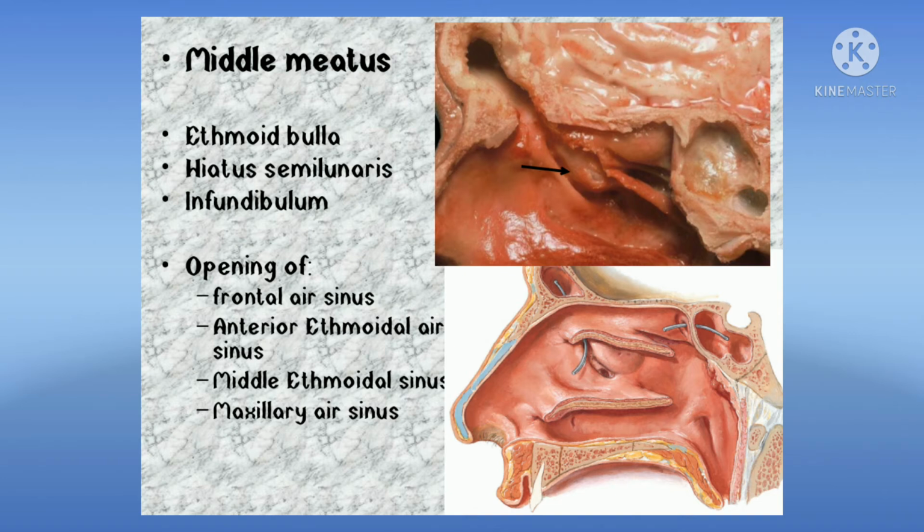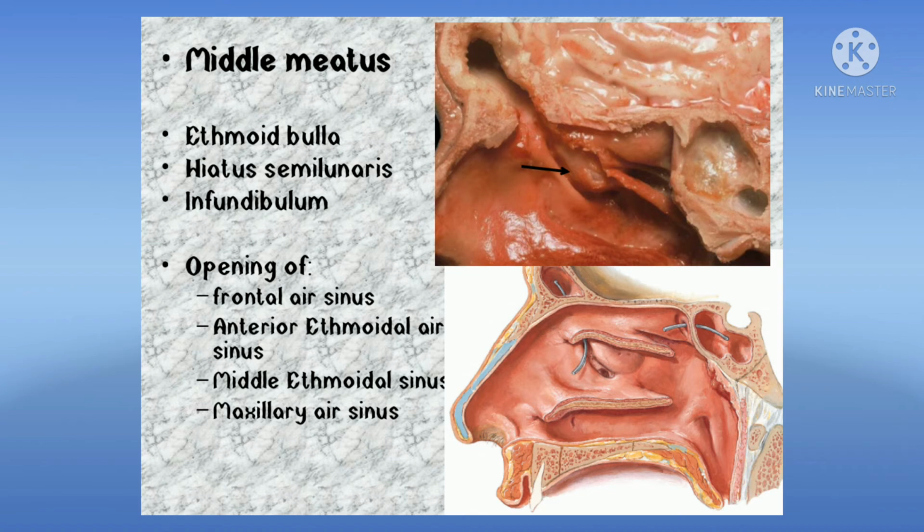In front of the bulla, there is a deep semicircular sulcus. It is called the hiatus semilunaris. At the anterior end of the hiatus semilunaris, there is a short passage. It is called the infundibulum. At the anterior part of the hiatus semilunaris, there is the opening of the frontal air sinus.